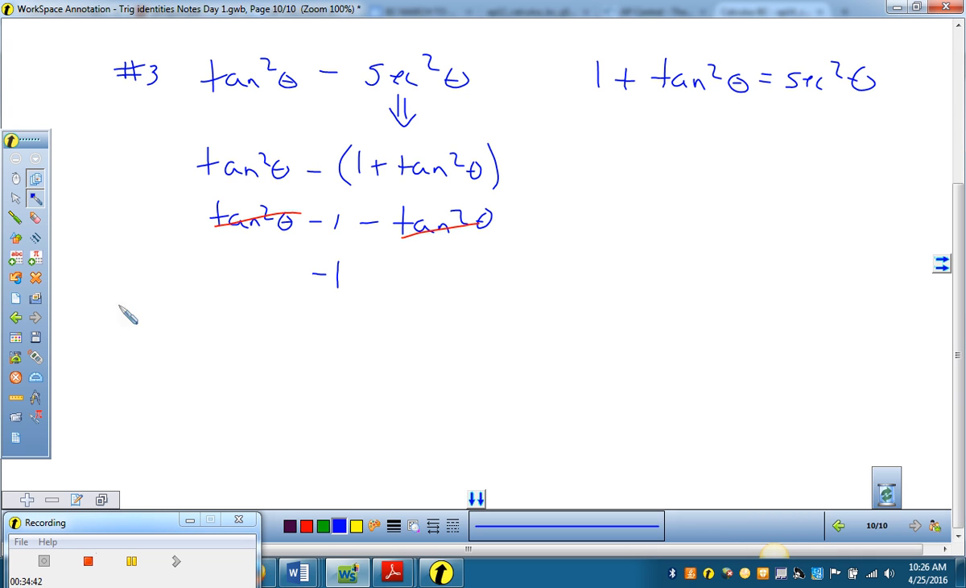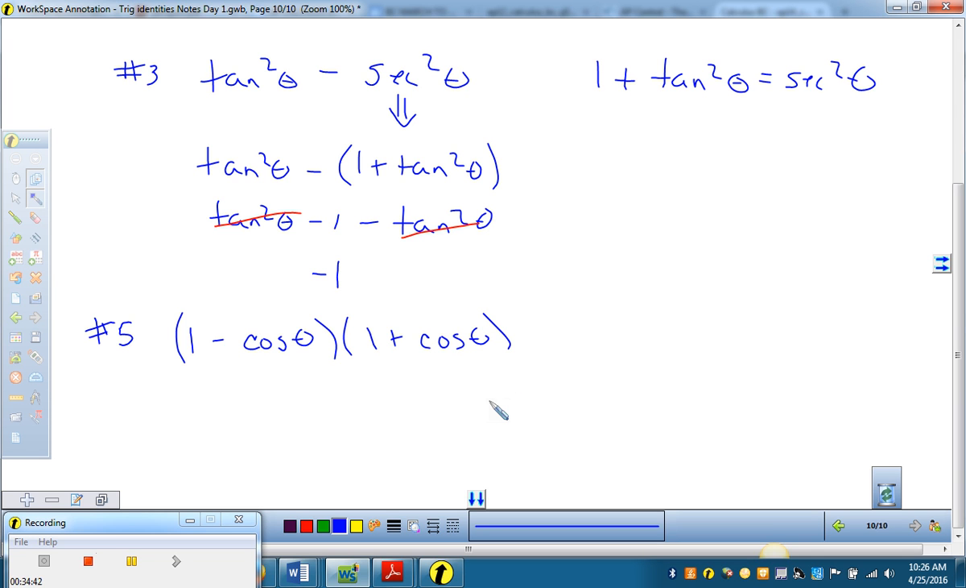Shall we move to 5? Amber, read 5. 1 minus cosine theta times 1 plus cosine theta. All right. This one is already in basic units. All it has is cosine. Any ideas on what we should do? We can't use the Pythagorean identity directly, because it's not 1 minus cosine squared. Foil this thing.